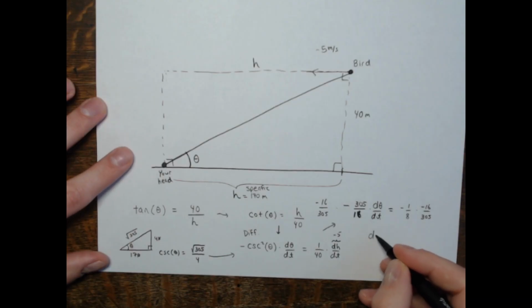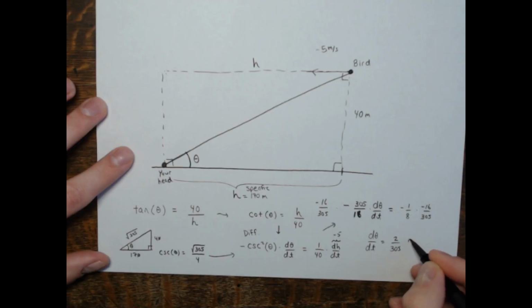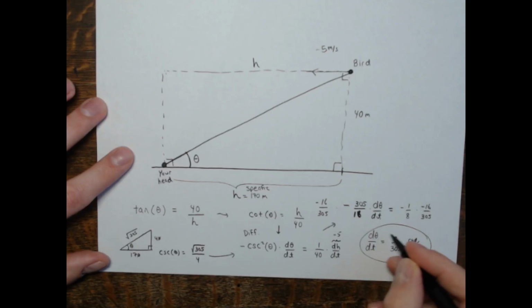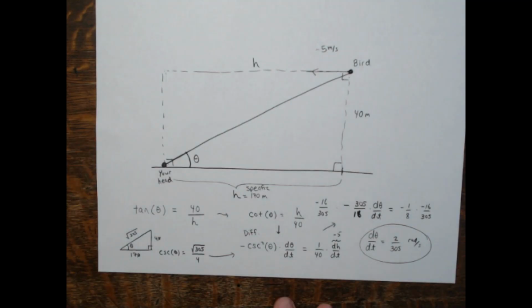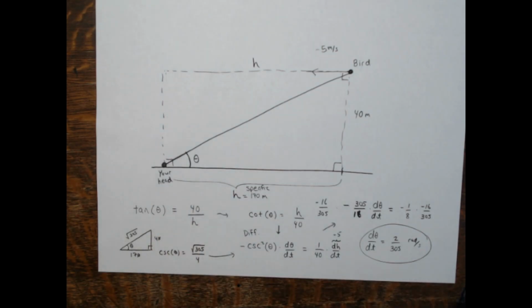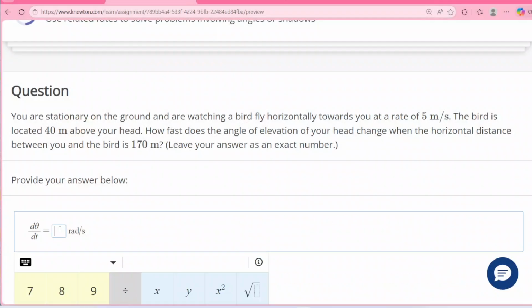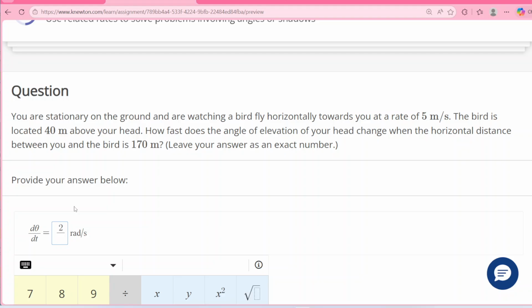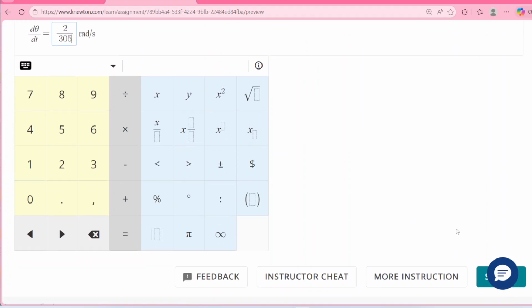So now we have d theta dt was positive 2 over 305 radians per second. Again, it's angle measure in radians over time units. So again, a pretty tiny number. It means you wouldn't have to tilt your head too fast to keep your line of sight in line with the bird. So d theta dt is 2 over 305 radians per second.